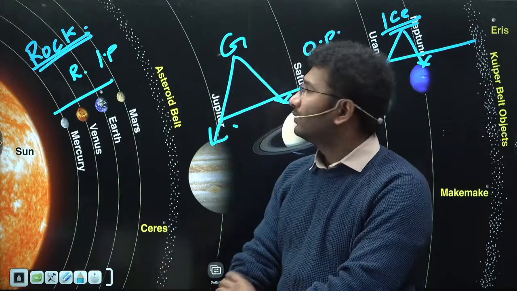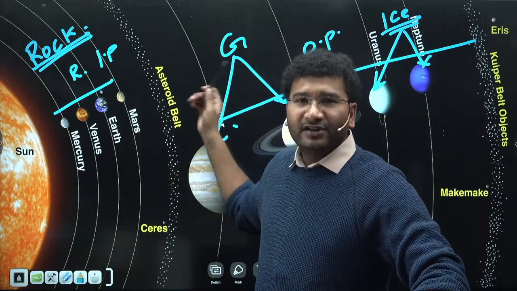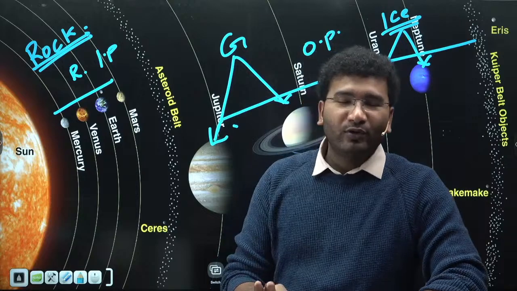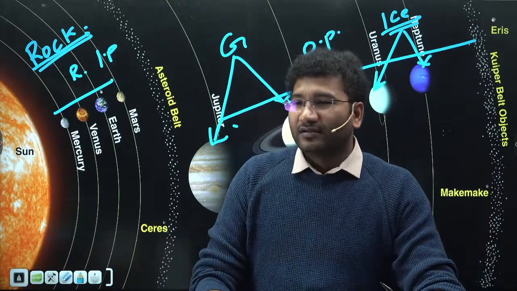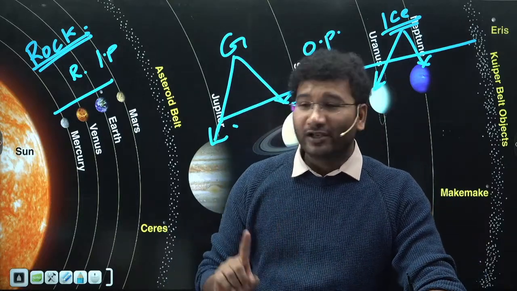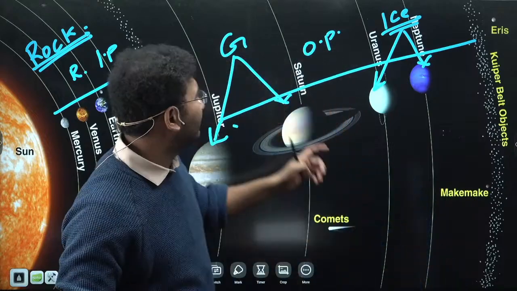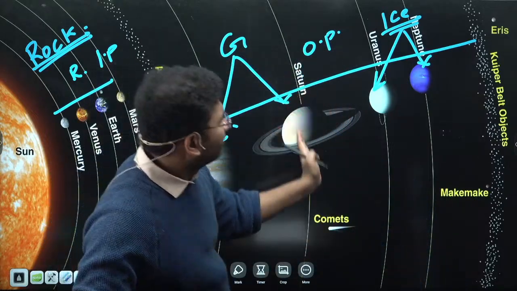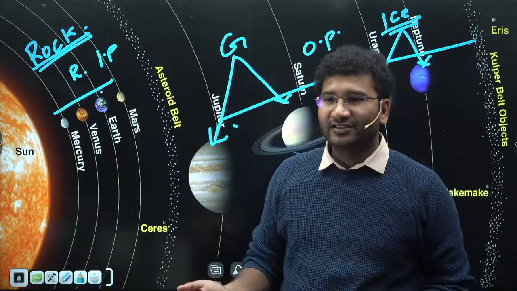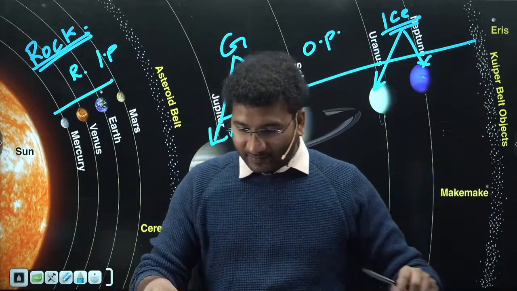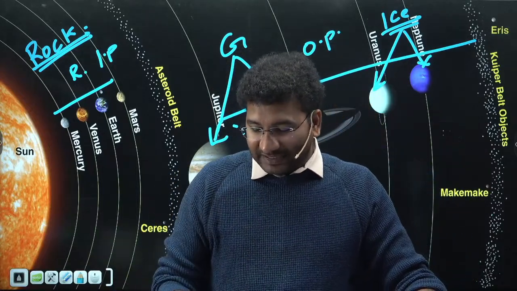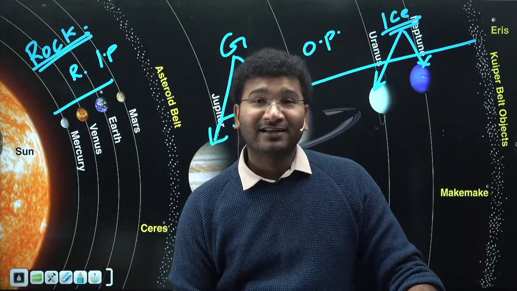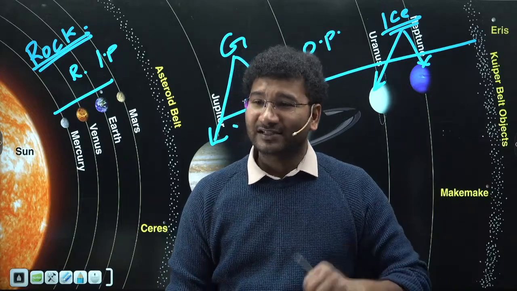Asteroids are found between Mars and Jupiter. Now why are they found only between Mars and Jupiter? Can anyone tell me why they are found only between Mars and Jupiter? Why are these asteroids absent between Jupiter and Saturn, Saturn and Uranus? Why is it so? Can anyone give me this answer? Why are the asteroids present only between Mars and Jupiter?